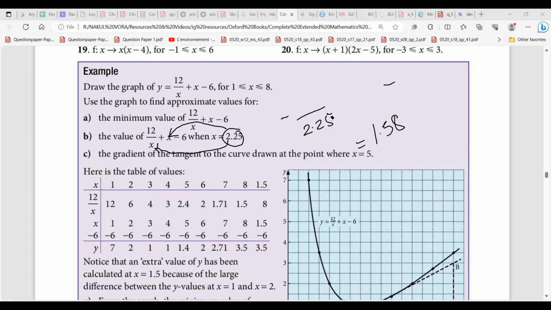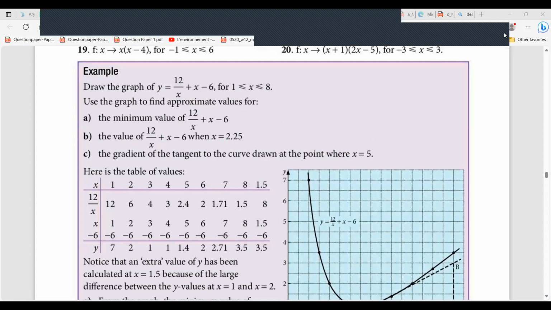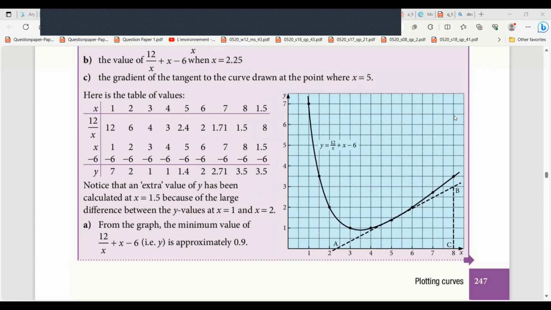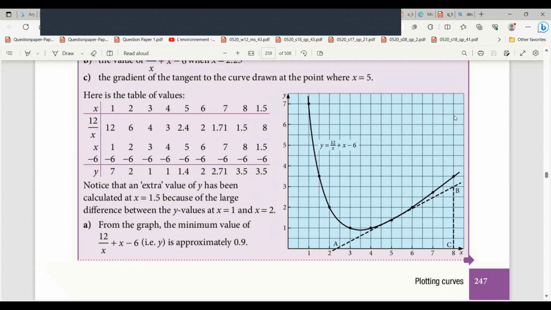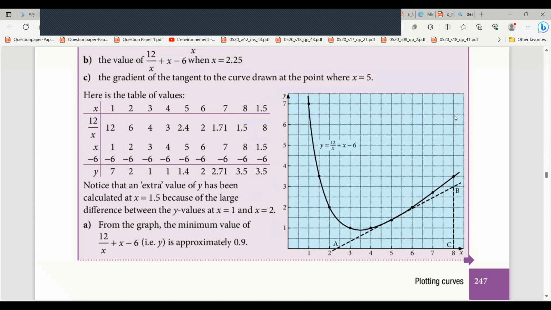So what does this mean? This is the point where (2.25, 1.58) will be plotted. Okay? This is that point, (2.25, 1.58), some value will come here like this. Clear? This one, this point. So this is how you find out part B.